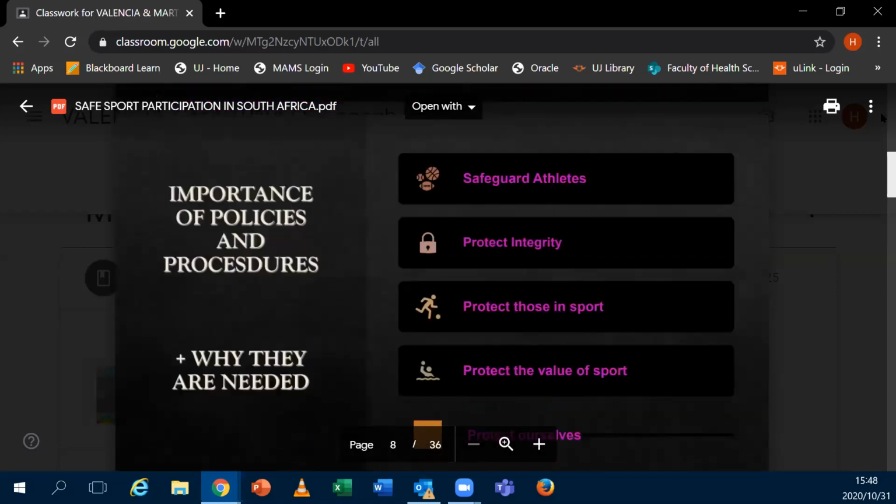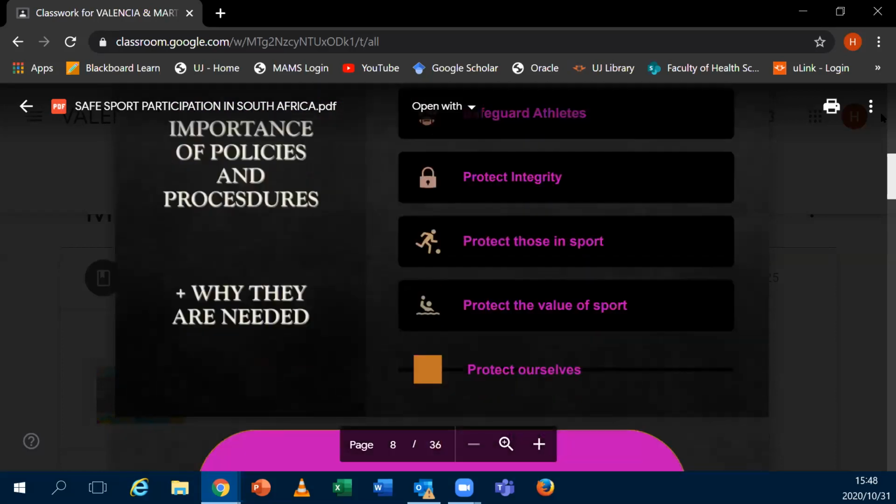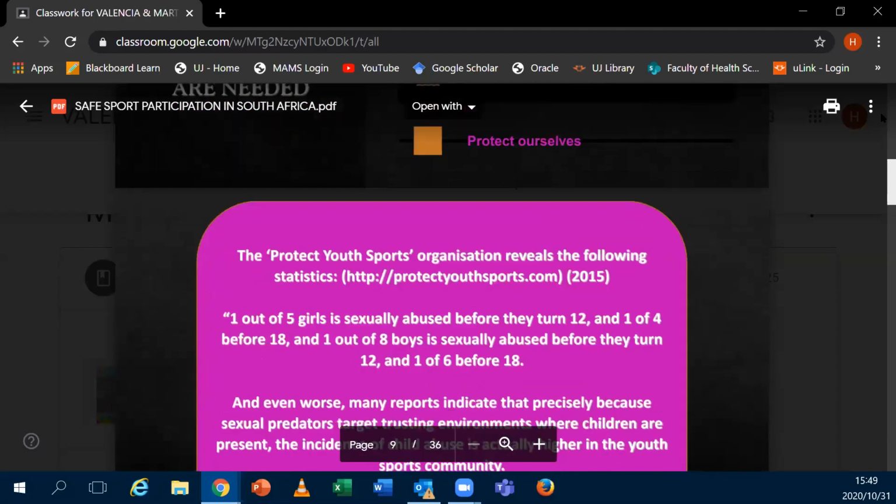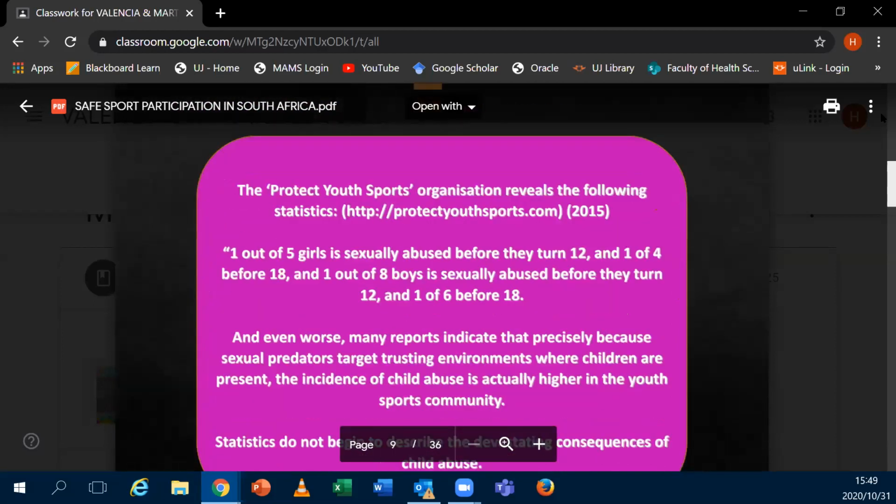All right, so as I said, Life Saving is in the process of developing policies and procedures for safeguarding. And I think we all understand the necessity and the importance of having these policies within our federation. So if we have a look at some of these stats, 1 out of 5 girls is sexually abused before they turn 12. 1 out of 4 before they turn 18. 1 out of 8 boys is sexually abused before they turn 12. 1 out of 6 before they are 18.